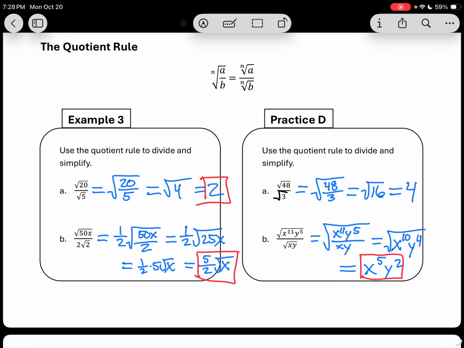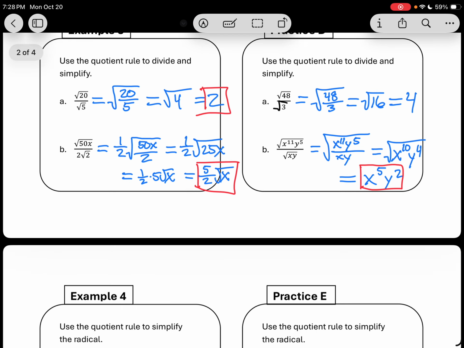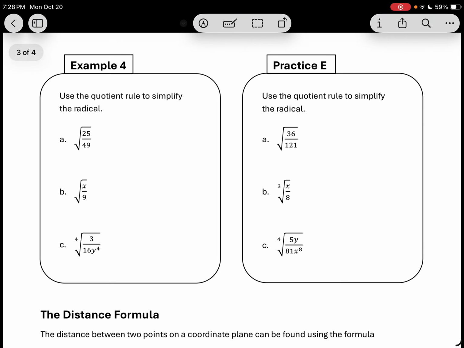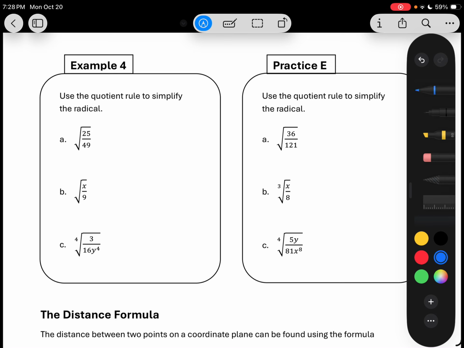All right, let's go ahead and take a look at example 4. So this time, they're being divided inside the same square root. Let's go ahead and split it up with the root. So let's write it as the square root of 25 divided by the square root of 49. Because now the square root of 25 is 5, and the square root of 49 is 7, so we would have 5/7 there.